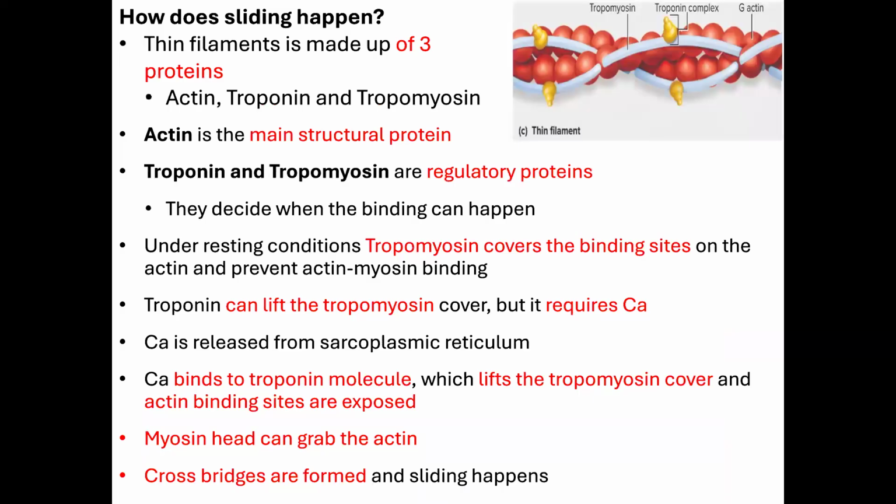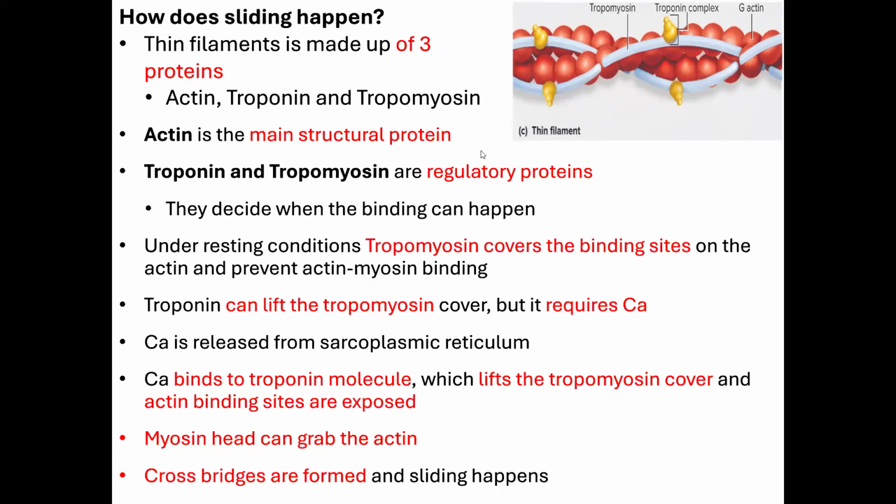So how does this sliding happen? In the thin filament, so this is a thin filament here, you can see that it's made of a protein called actin, which is the main structural protein, but there are two other proteins there. One is called troponin, and the other one is called tropomyosin. They are regulatory proteins. They decide whether to slide or not.